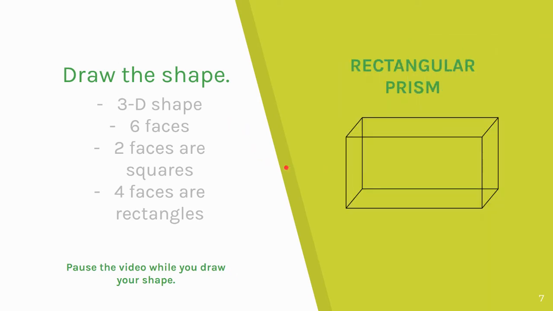Did you draw a rectangular prism? The reason why this shape is so hard to draw is because it's a 3D shape, and you can't draw it very well on a sheet of flat paper. It's 3D. So think about something like a cereal box or maybe a tissue box. Those are examples of rectangular prisms.